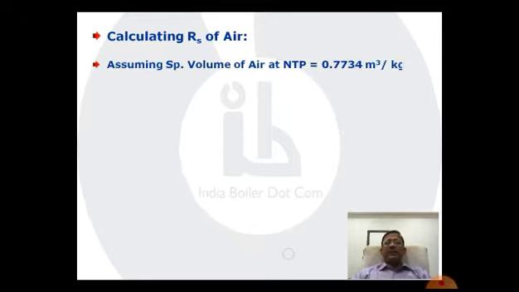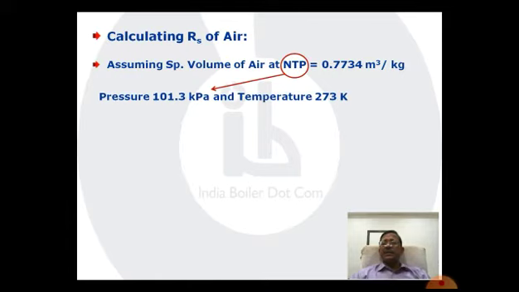In fact, we can use the same equation, PV is equal to mRsT, and assuming, and this assumption I have already told you in the first tutorial, that you have to remember that the density of air at NTP is 1.293 kg per meter cube, or vice versa, the specific volume of air becomes 0.7734 meter cube per kg at NTP condition. So we can assume that, and since it is NTP, we know the temperature and pressure. The pressure is 101.3 kilopascal and the temperature is 273 Kelvin, 0 degree centigrade, right?